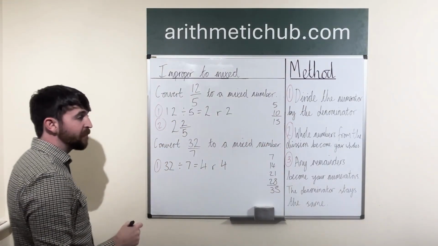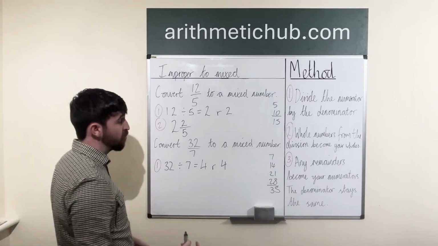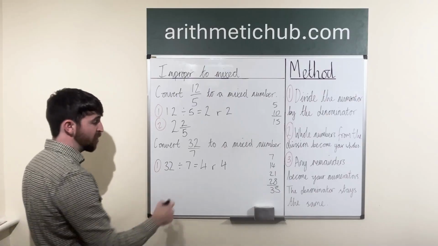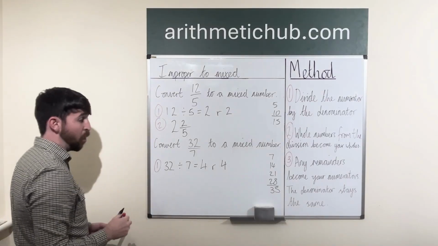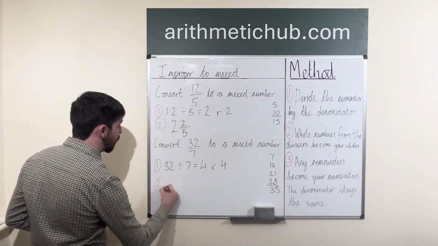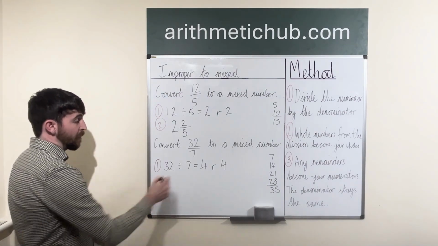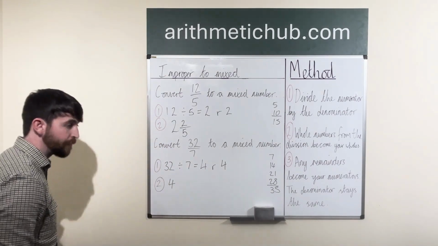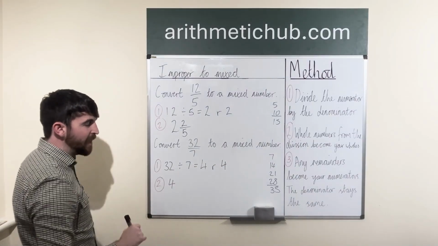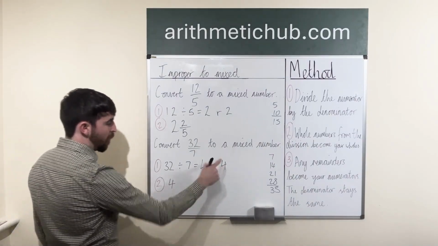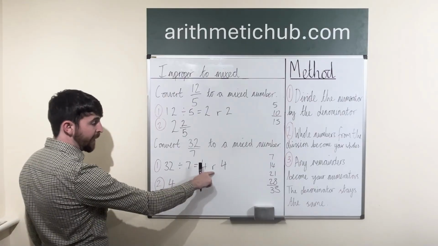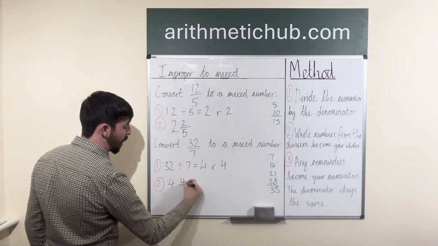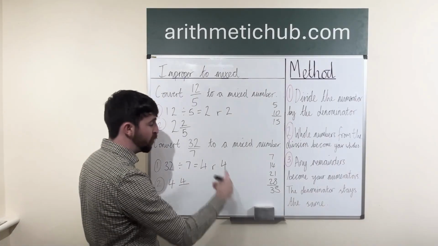The whole numbers from the division become your wholes when you're making it into your mixed number. Whole numbers from this division were 4. Well, was 4, wasn't it? Okay, so our 4 wholes become our 4 in our mixed number. Any remainders become your numerator. So my remainder over here was 4, wasn't it? Okay, so my other 4 is going to become the numerator.